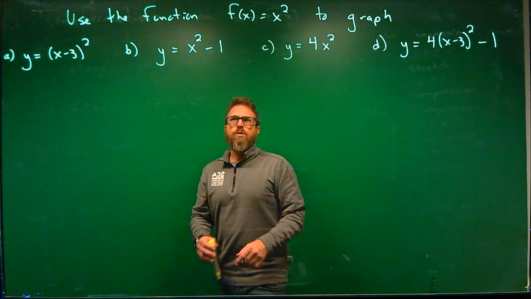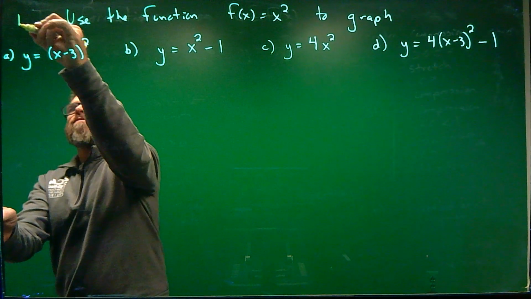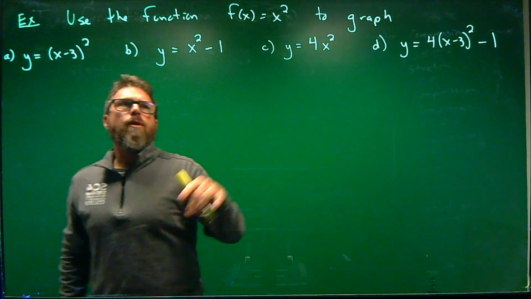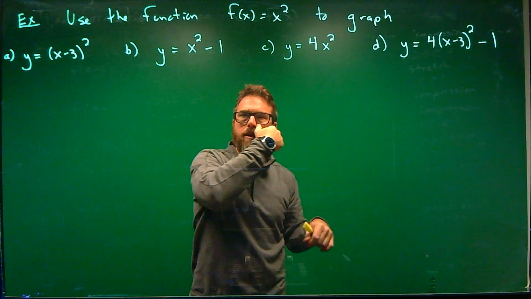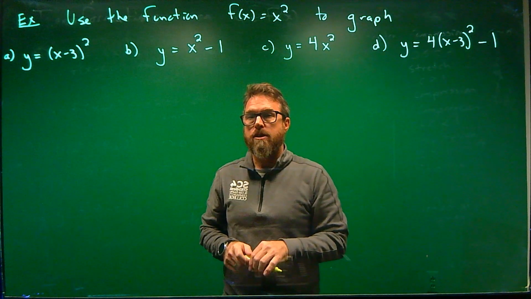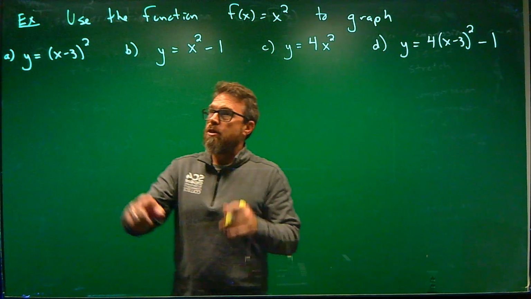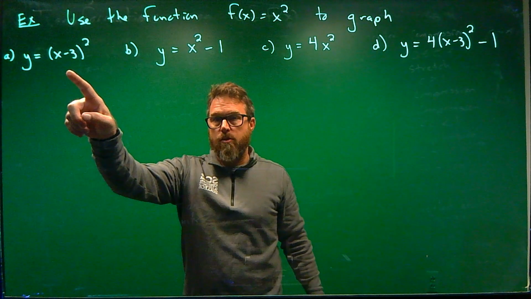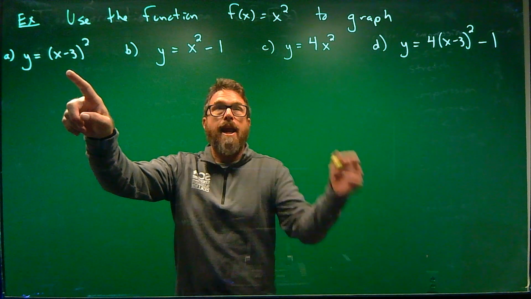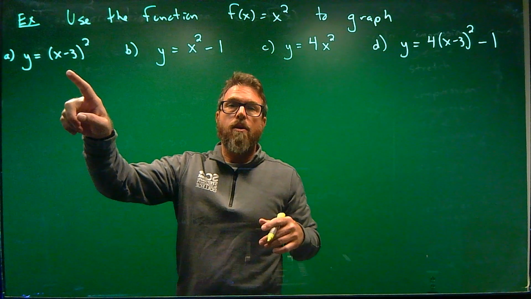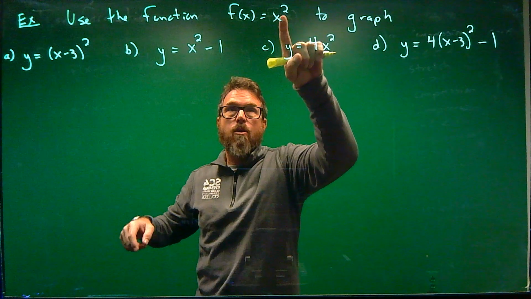All right, so what I want to use for this example is the parent function f of x is equal to x squared in order to graph these things. And what I can see is that these are manipulations on the squaring function. So for the first one, I want to do x minus 3 squared. And what I notice is that I am manipulating the variable inside of the power. Remember that the power is our function.